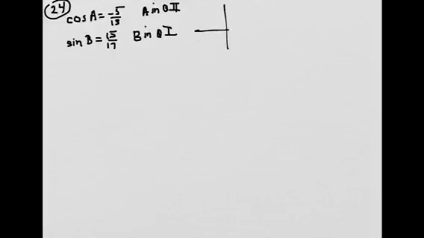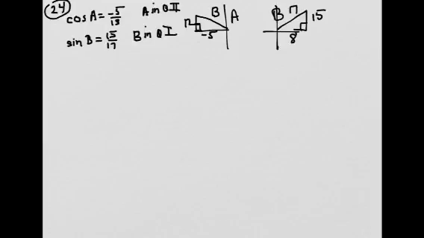So for angle A, quadrant 2, cosine A is negative 5/13, so that's x over r. So then this makes this a 5, 12, 13 triangle. And then for angle B, I'll just put the B up here because it'd be too crowded inside the angle. Sine of B is 15 over 17, so that's y over r. So that makes x equal 8. Now how do I know that? Pythagorean theorem. So just a squared plus b squared is c squared.